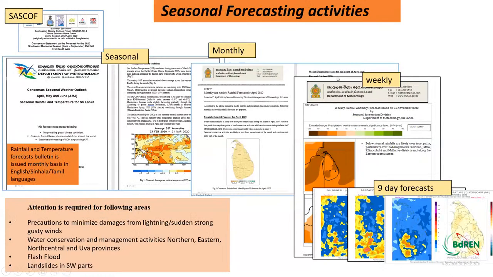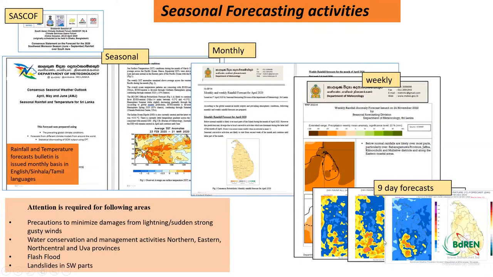In the Met Department's activities, from the SASCOF outlook, we prepare the seasonal forecast at the beginning of the season. In addition, each and every month we prepare the next 3 months total rainfall forecast and temperature forecast, issued on a monthly basis. Because of the variation of rainfall during the season, there is a high demand for the weekly forecast and the 9-day forecast. The weekly forecast is issued weekly, and the 9-day forecast is issued daily for the next 9 days. This is also a very demanded forecast for agricultural people.